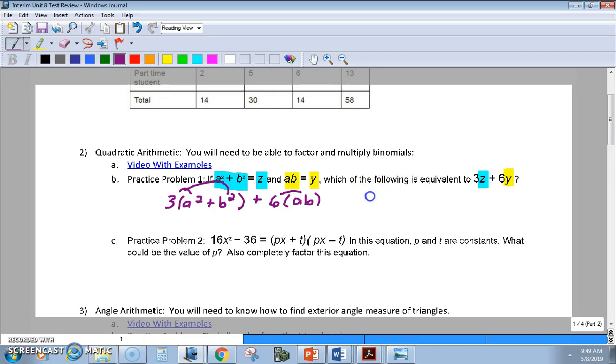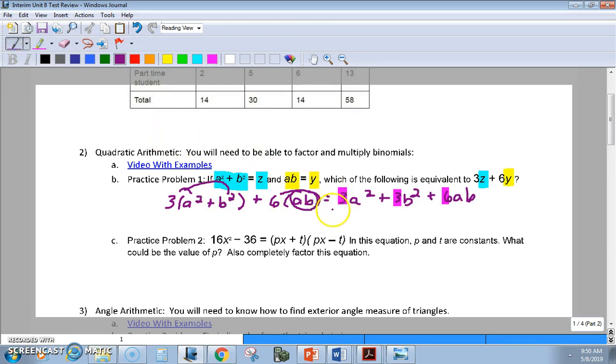So what this ends up being is 3a squared plus 3b squared plus 6ab. It's not 6a and 6b because ab is one term. A term is when you're multiplying things together. So this is one term here, okay? And then what I hope you notice is that 3 and 6 all have a common factor, and that common factor is 3. So we're going to factor out a 3.